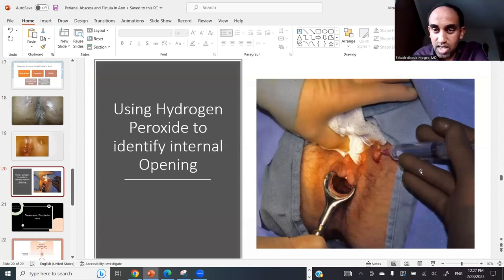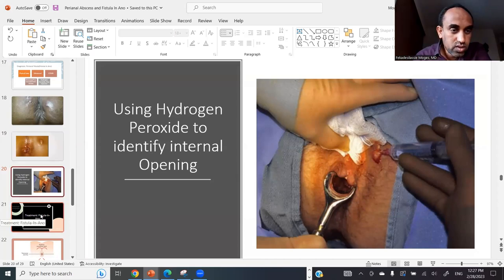So this is how we inject hydrogen peroxide or any other dye. You see, they have identified the external opening. This is the anal orifice, and the external opening is here. So they are injecting hydrogen peroxide or any dye through the external opening, and they look inside. The surgeon looks inside through this speculum and tries to identify the internal opening, okay?